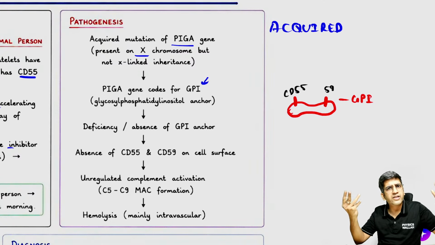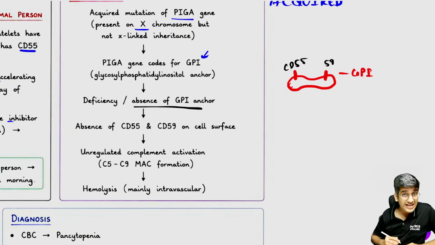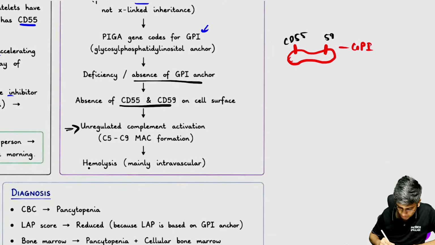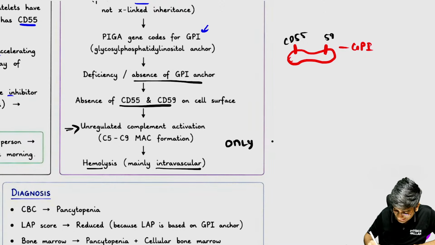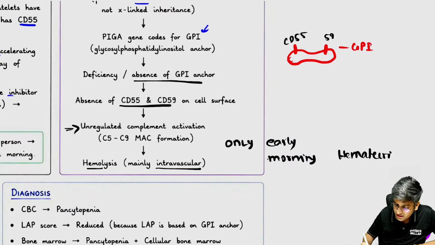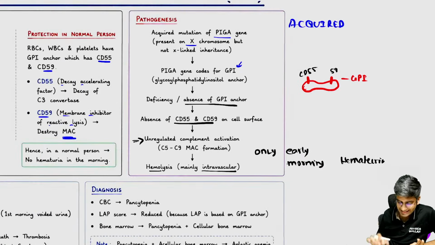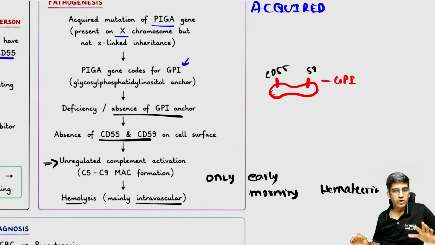GPI is not there, so CD55 and CD59 are not effective because they cannot come and bind, right? In the absence or deficiency of the GPI anchor, there is absence of CD55 and CD59, which results in unregulated complement activation, which causes intravascular hemolysis. And the beauty is only early morning hematuria, because the moment the patient wakes up, the physiological acidosis will stop, complement activation will stop, and you will not have hemolysis. Clear? That's what happens here. Only early morning hematuria, diagnostic of paroxysmal nocturnal hemoglobinuria, a very important pathogenesis, right?